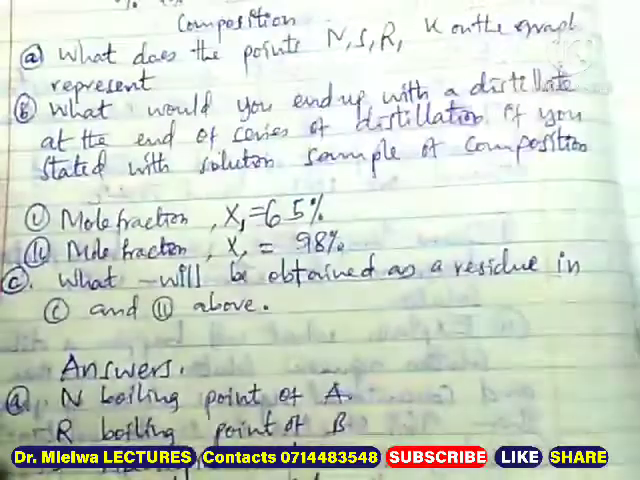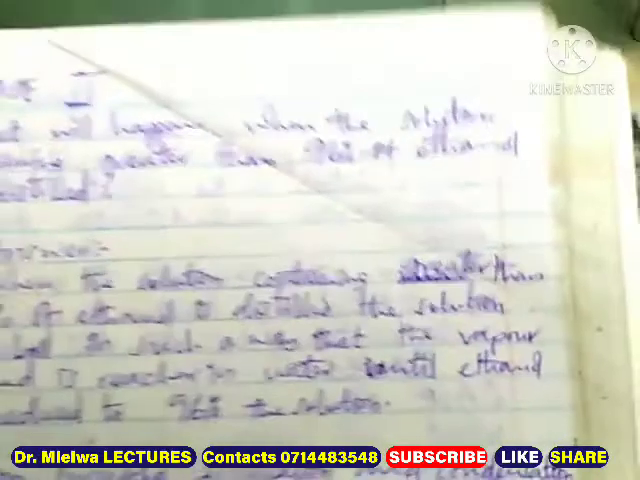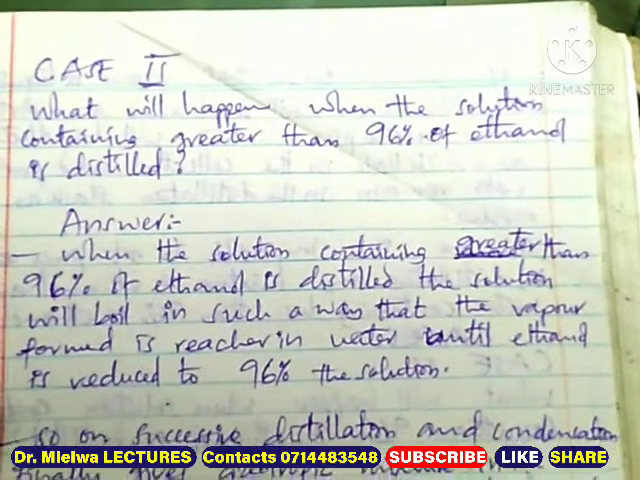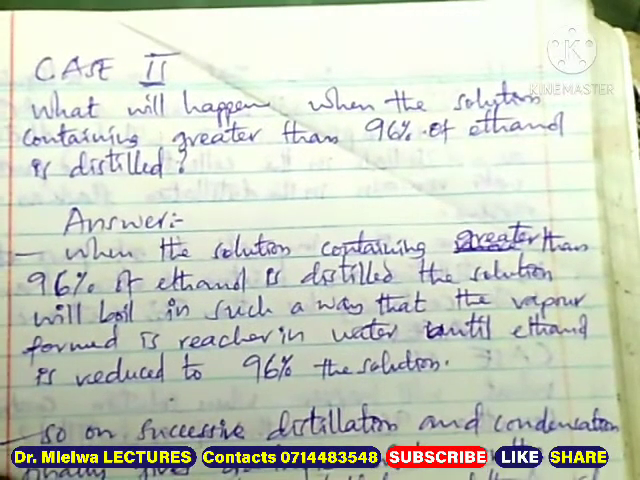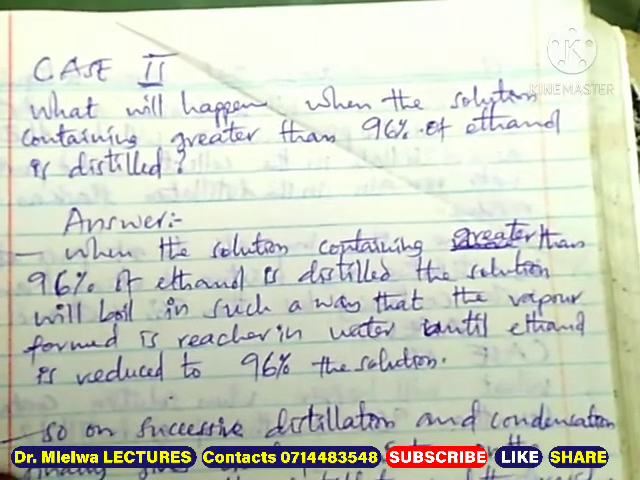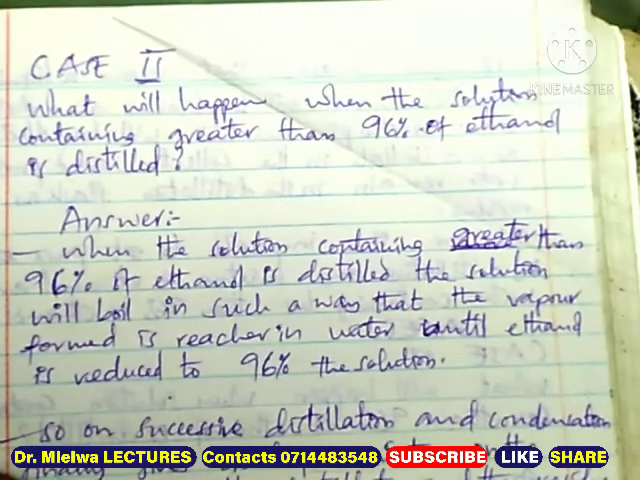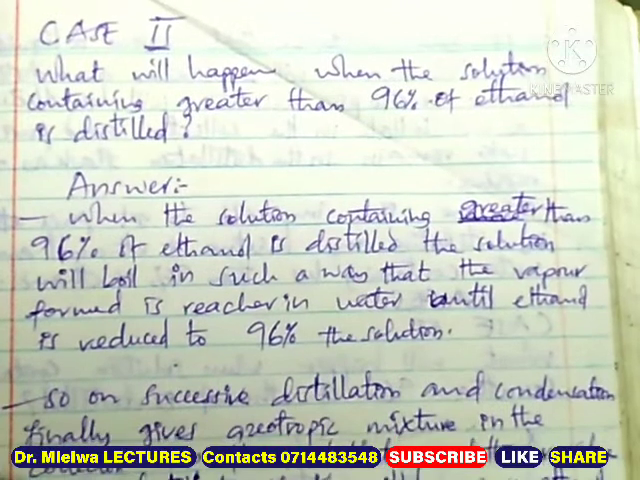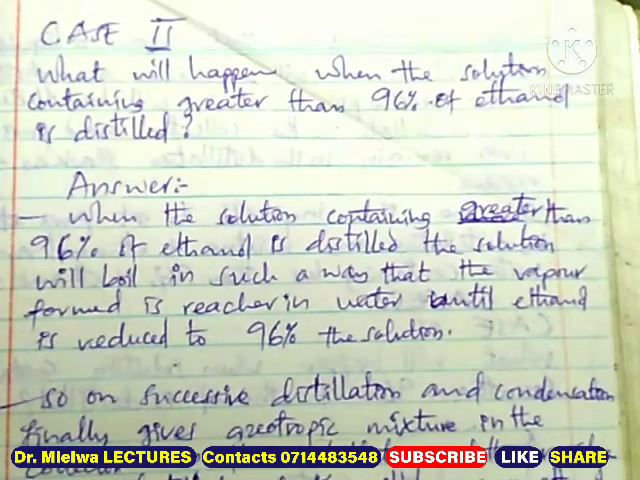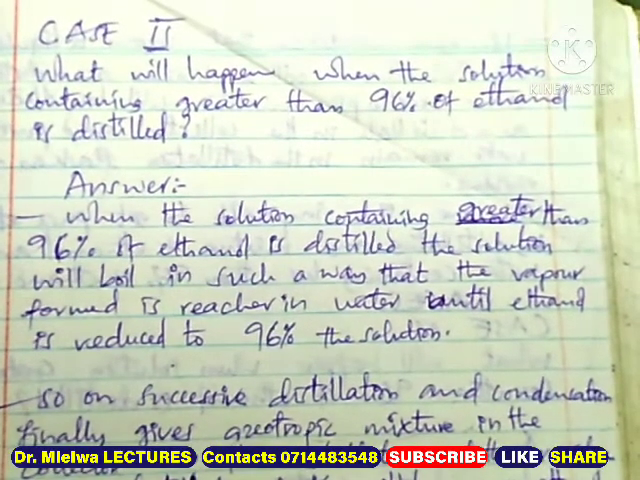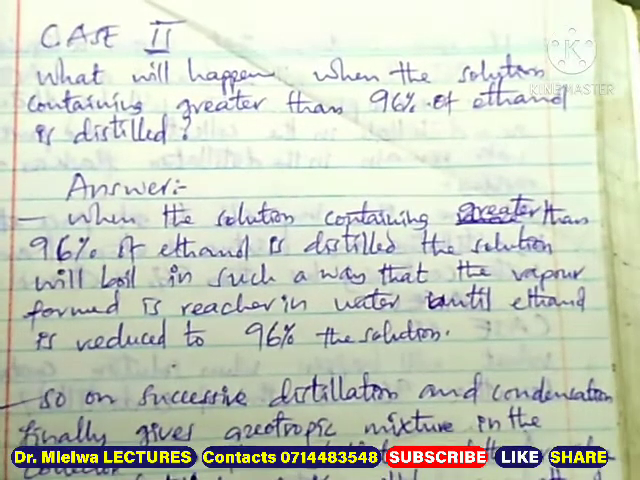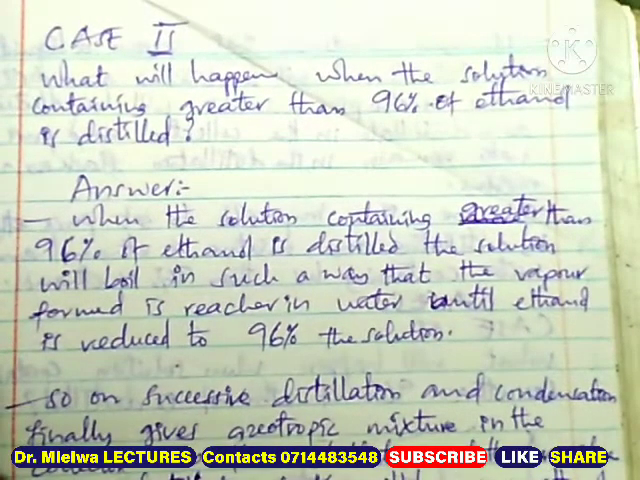But now in case 2, we have distilled a solution which contains more ethanol. Case 2 now: what will happen when the solution containing greater than 96% of ethanol is distilled? Now this solution is richer in ethanol. So what is in excess here? Ethanol. In successive condensation and distillation we need to reduce ethanol, to reduce ethanol to get the azeotropic mixture. It means we have started on the right-hand side of the graph we are discussing.